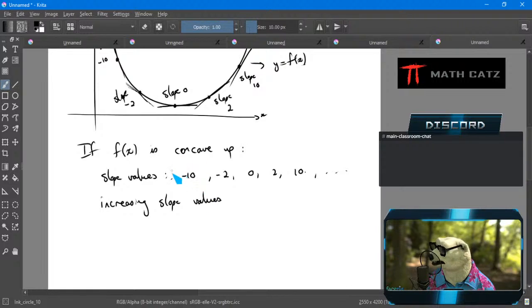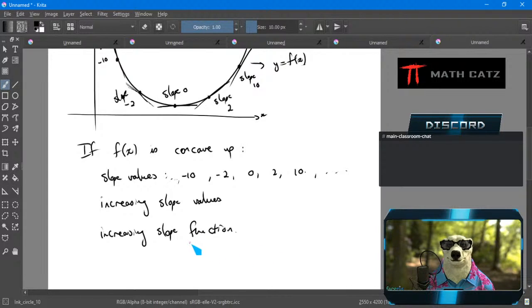So if I look at the function that gives me these slope values, the function is going to give me a -10 and a -2 as I move from left to right. It's going to be an increasing function. Let me say slope function. The function that gives me these slope values will be increasing.